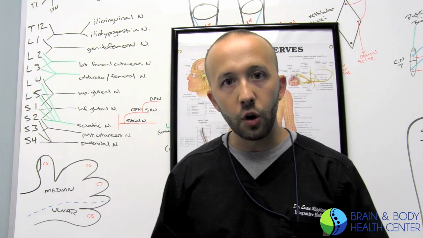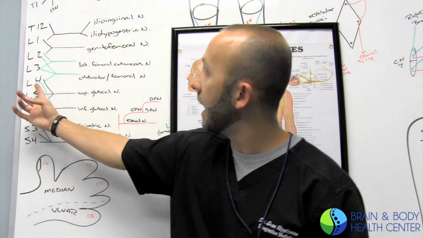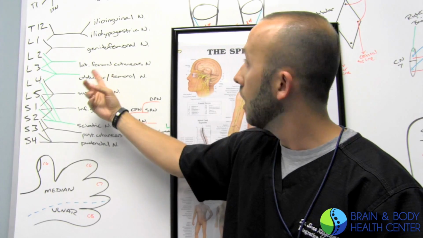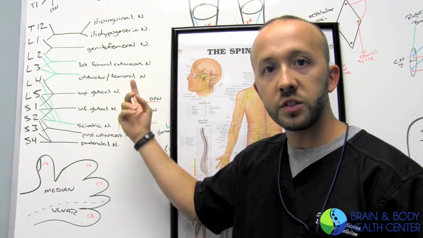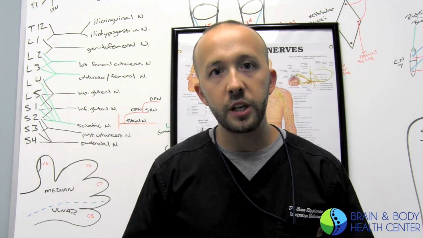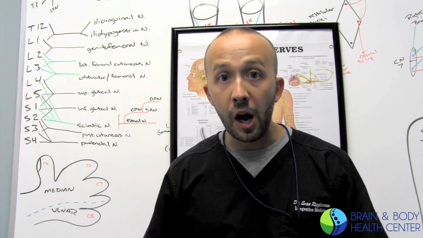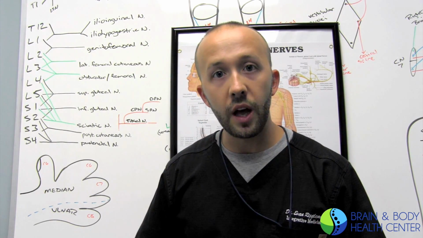So there's a group of nerves that come out of L2, L3, and L4 right here. And they're called the lateral femoral cutaneous nerves and the obturator and femoral nerves. Now these nerves innervate your quadriceps and your adductor muscles on the insides of your legs. They control biomechanics on the front side of your legs.